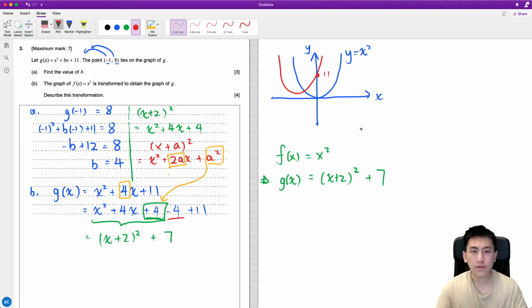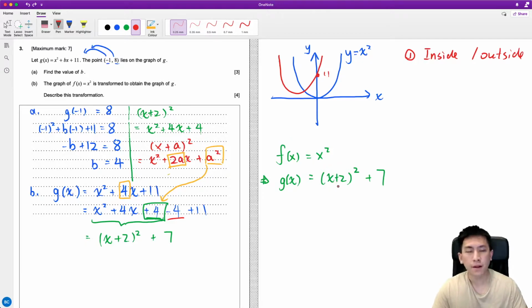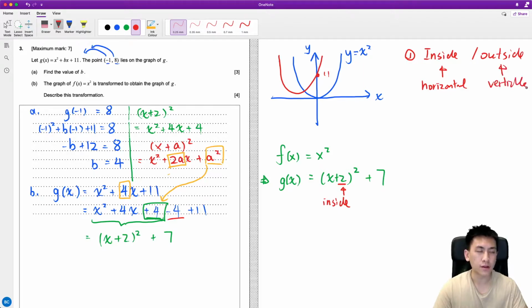But let me briefly go over how to think about function transformation. The quick way is to ask yourself two questions. The first question: is it inside or outside the function? What do I mean by that? The original function was x squared, so the plus 2 here is inside the function, because the plus 2 happens inside the square. Same with your sine and cosine, actually. If it's inside, it will be a horizontal transformation. If it's outside of the function, it's a vertical one.